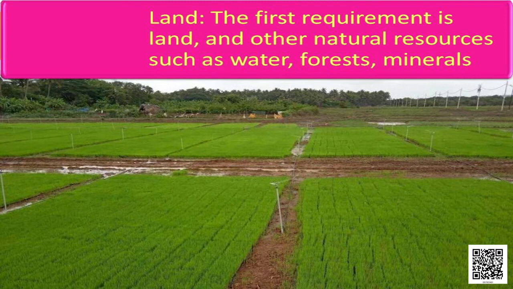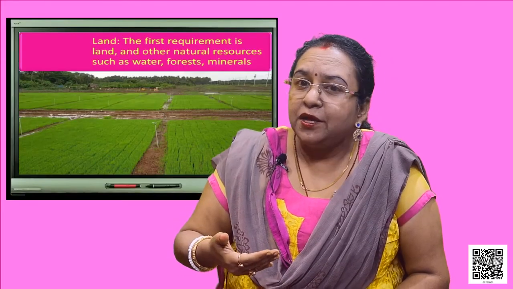So land is the basic requirement for any production. Maybe that is agricultural production, maybe your industrial production, or whatever you need, for that land is the first and foremost or basic requirement. Other natural resources such as water, forest, minerals, these are also needed in a different form.